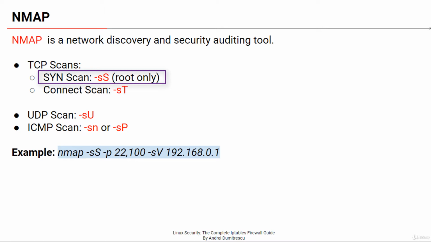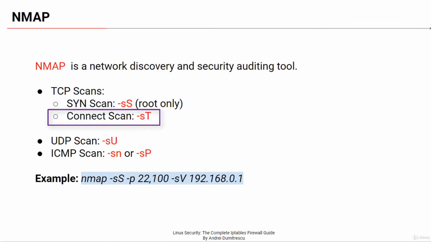Nmap sends a SYN packet as if it is going to open a real connection and then waits for a response. A SYN and an acknowledgement indicates that the port is listening, so it's open, while a reset indicates that the port is closed. If no response is received, the port is marked as filtered. Keep in mind that you need root privileges to perform this type of scan. If you don't have root privileges, you can still perform another type of TCP scanning called TCP connect scan.